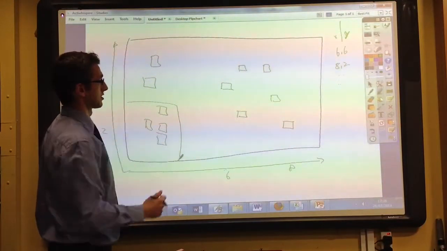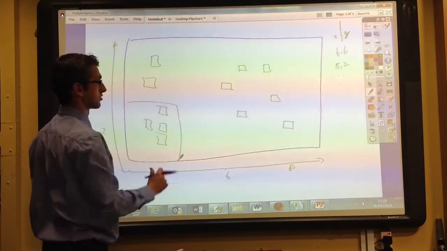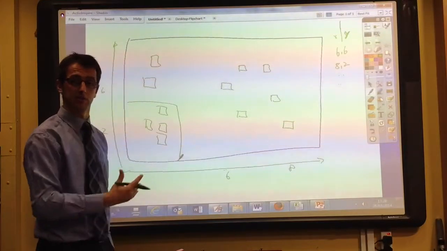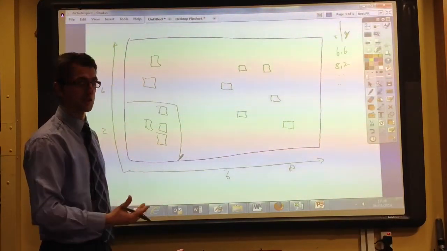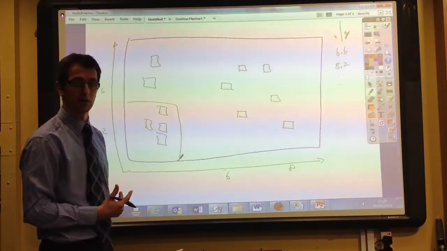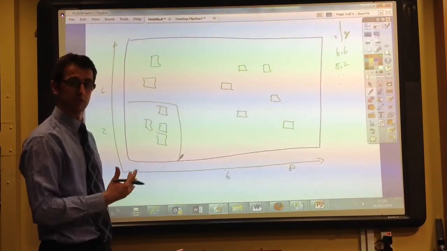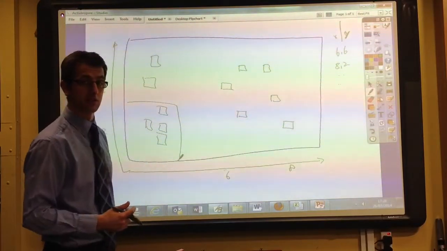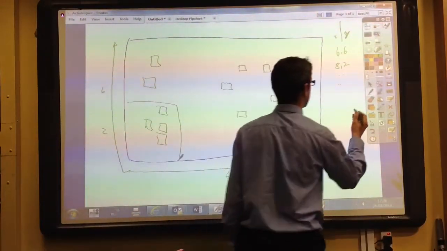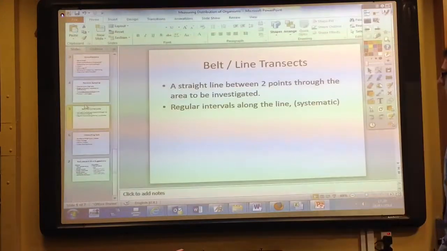So the coordinates are random, the quadrats are random, and within your quadrat then obviously you count the number of organisms, measure percentage cover, measure your abiotic data that you're looking at as well, so light intensity or whatever it may be, and you can collect your data from there. So that is random sampling.